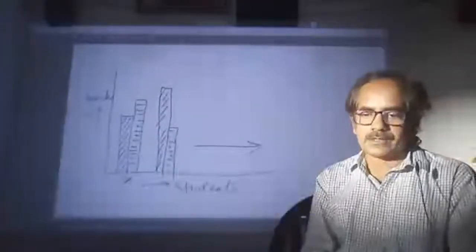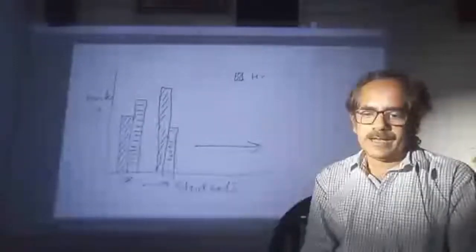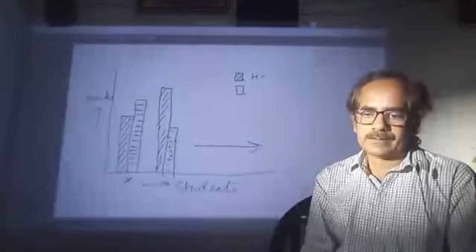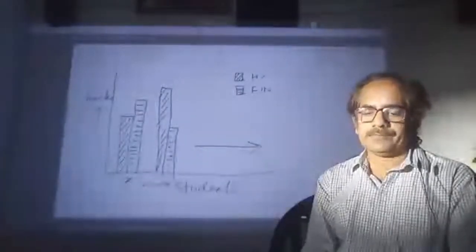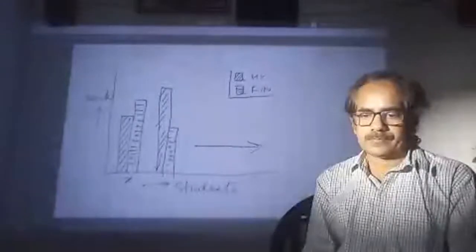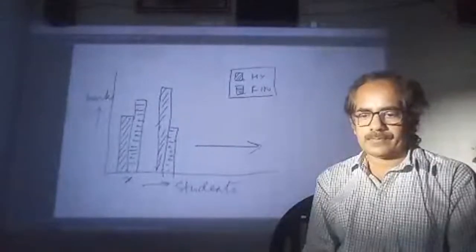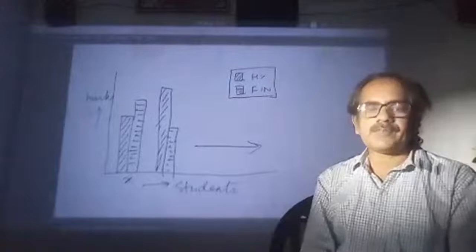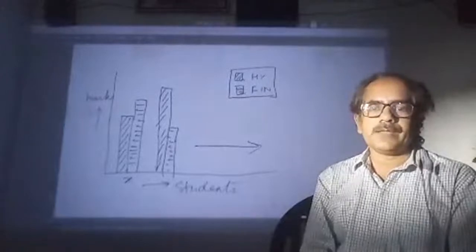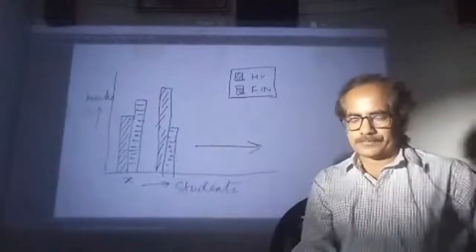You see, these are the bars. Suppose this is for hy and this is for final. This is the legend. In this way I want the graph. In this way the bar graph I require.